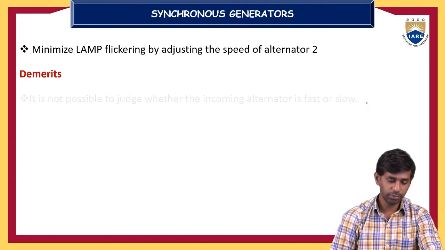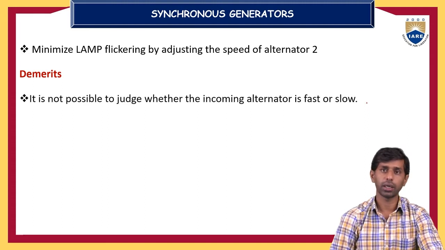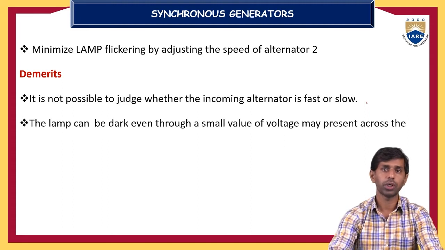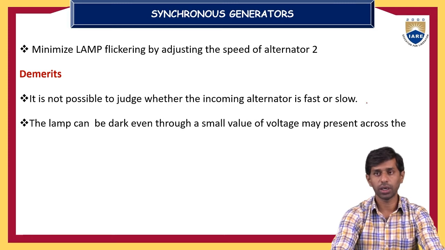There are certain demerits for this kind of dark lamp method. It is not possible to judge whether the incoming alternator is slow or fast. With the help of the lamps, we cannot judge it.